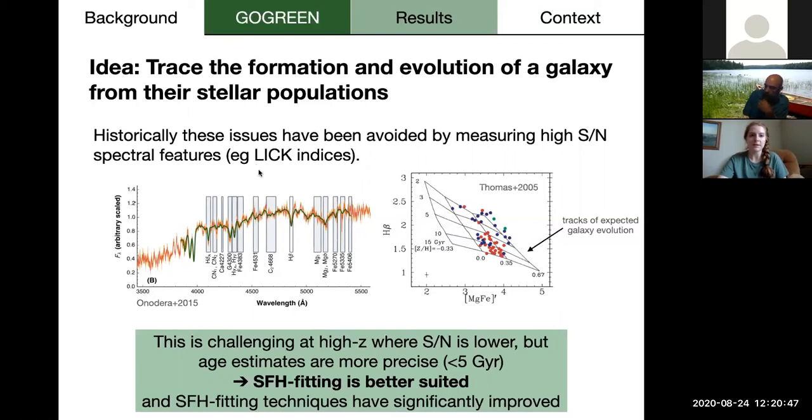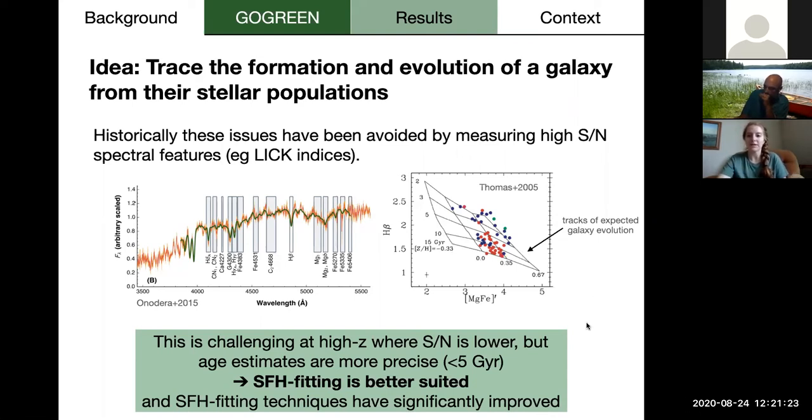Sometimes these are called Lick indices. From these individual spectral features, if you measure their equivalent width, you can build grids in parameter space. So here's an example of comparing 2 different Lick indices, where you have a grid of expected galaxy evolution as a function of age and metallicity. In this case, Thomas 2005 did this for a number of galaxies, and you get a sense of their relative age and metallicity. But you're more interested in galaxies at high redshift, where your age precision is a little bit better because your galaxies are overall younger.